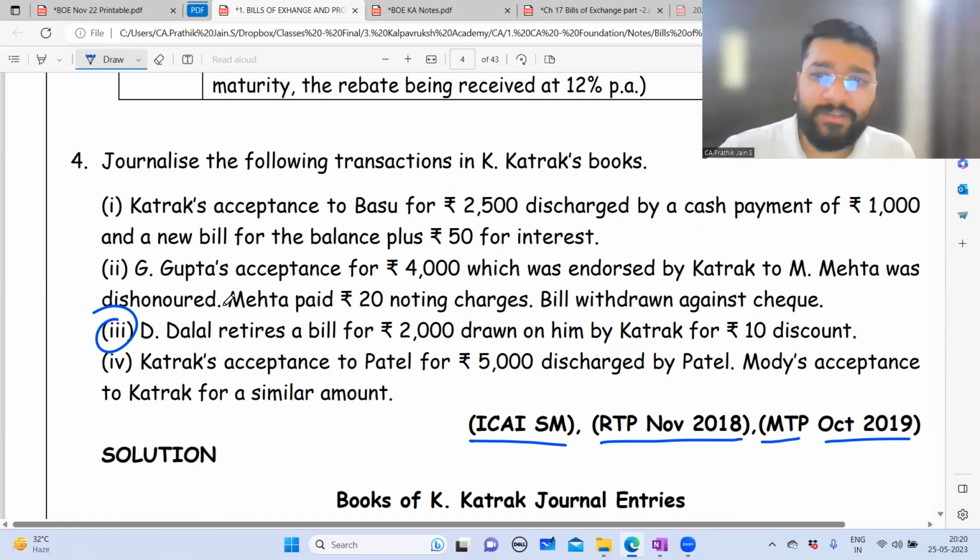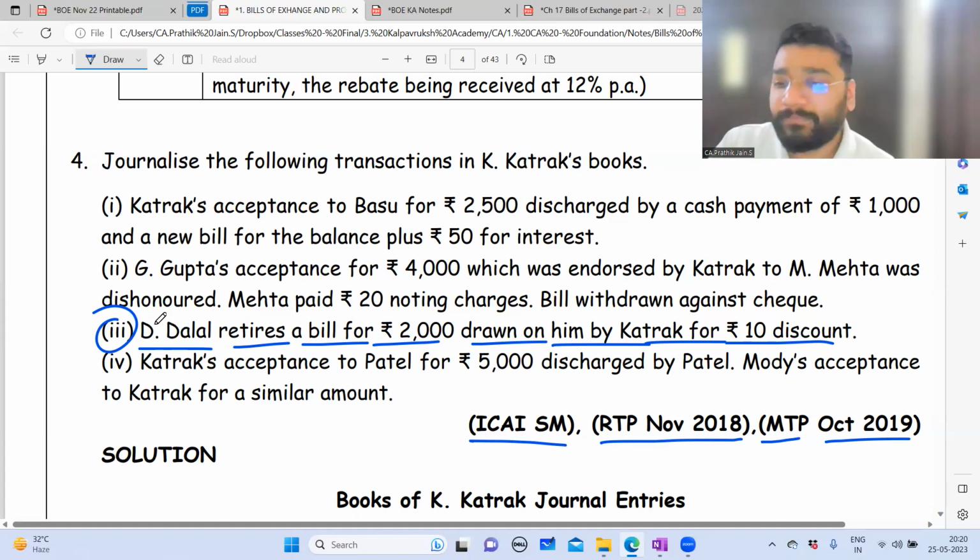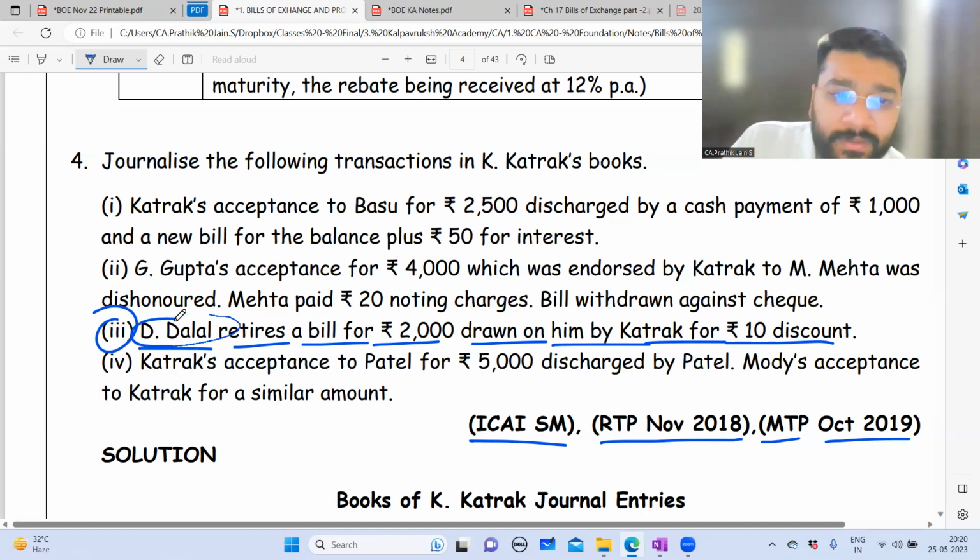Yes, sir. Very good. Now, Dalal retires a bill for 2000 drawn on him by Katrak at a discount of 10 rupees. So, guys, who is Dalal? Who is Katrak? Who is buyer? Who is seller? Sir, Dalal is buyer and Katrak is seller, because the bill is drawn by Katrak.